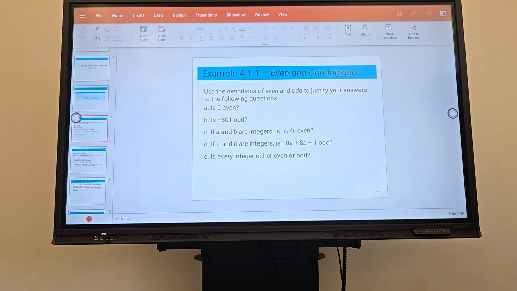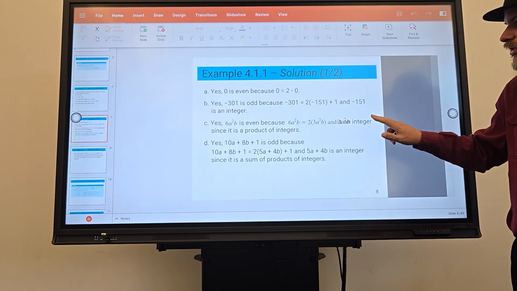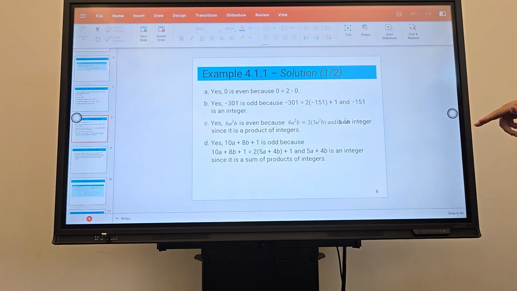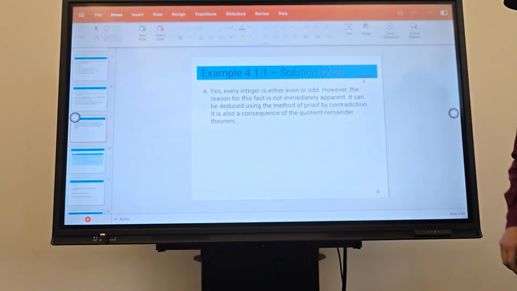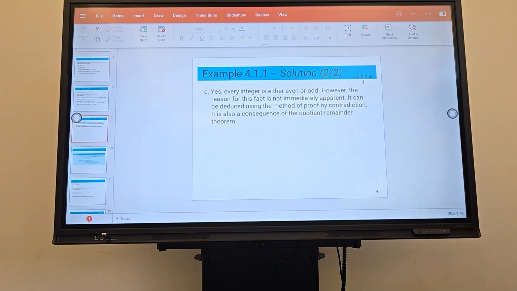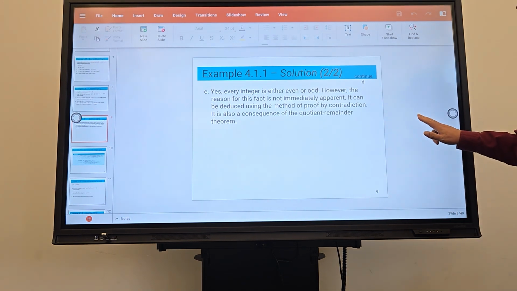And is every integer either even or odd? That one's a little bit more involved. Yes, every integer is either even or odd. However, the reason for this fact is not immediately apparent. It can be deduced using the method of proof by contradiction. It is also a consequence of the quotient remainder theorem.